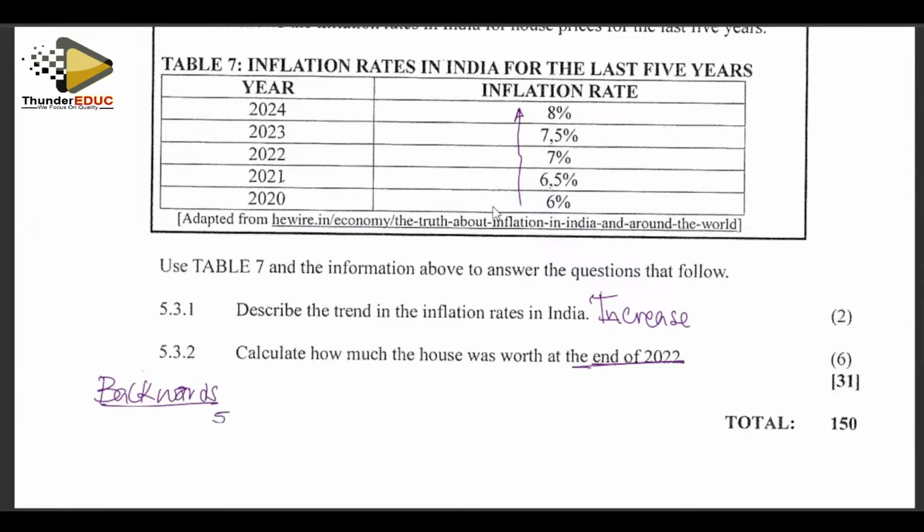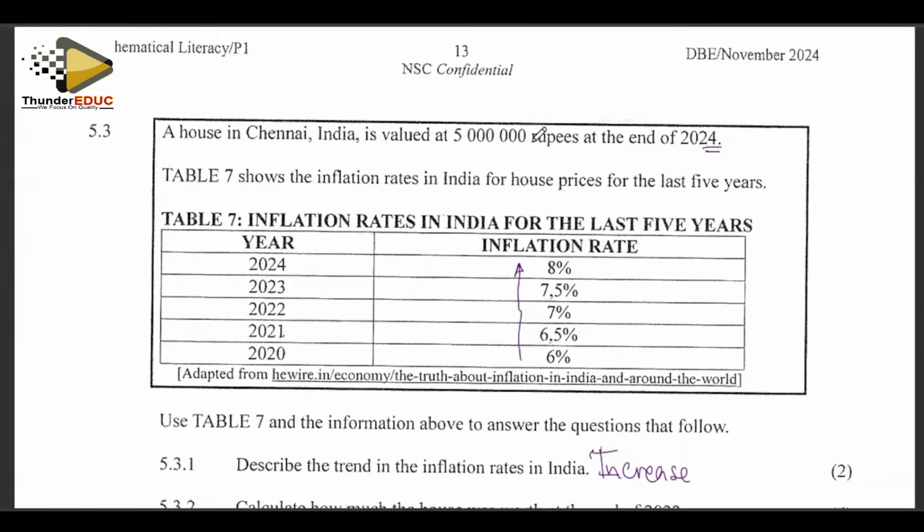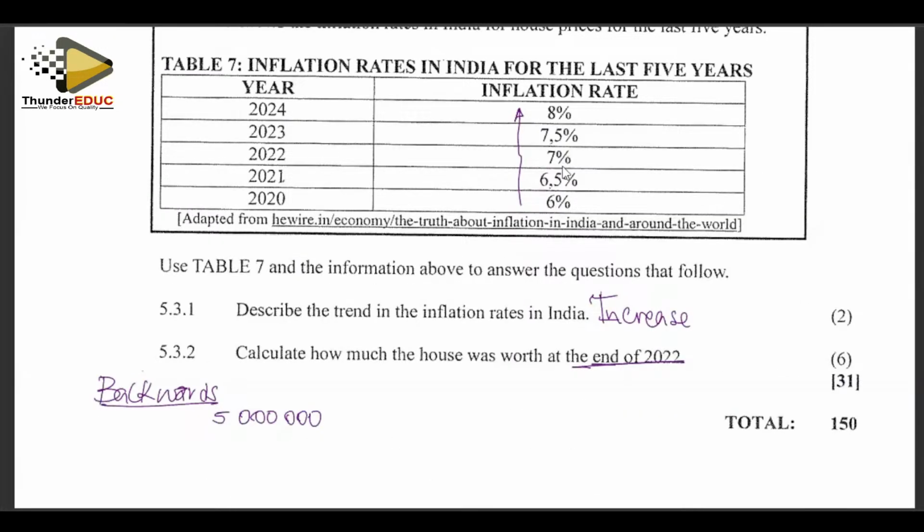So in 2024, the house was worth 5 million. But remember, it had increased by 8%. So we need to reduce it by 8%. So we divide by 1.08. So the answer becomes 4,629,629.63. This is 2024.